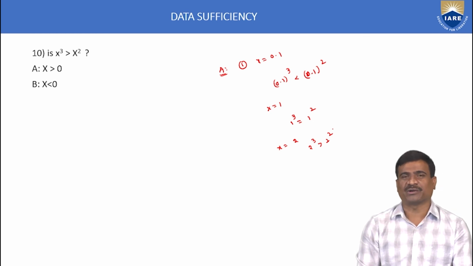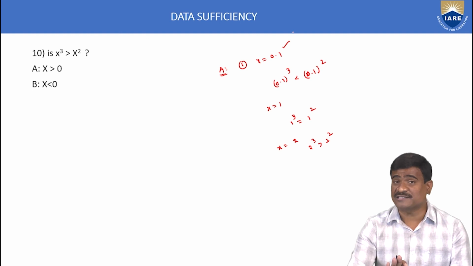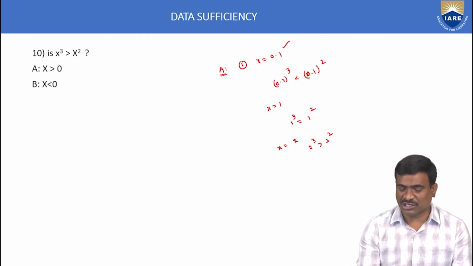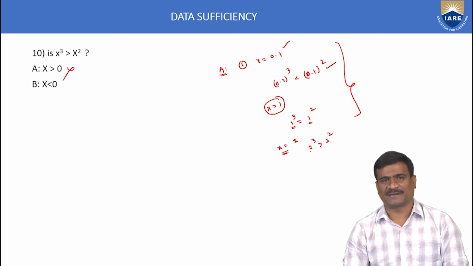The important observation: x is equal to 0.1. For decimal values, x cubed is less than x squared. x is equal to 1: 1 cubed is equal to 1 squared. x is equal to 2: 2 cubed is greater than 2 squared. Here multiple solutions exist. Then A alone is not sufficient.